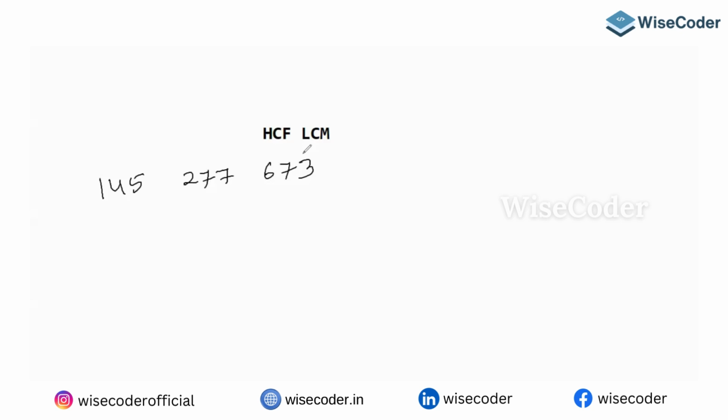Find the largest possible three-digit number that leaves the same remainder when it divides 145, 277, 673.